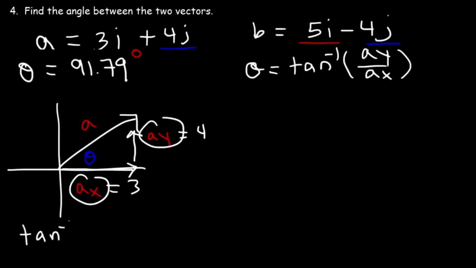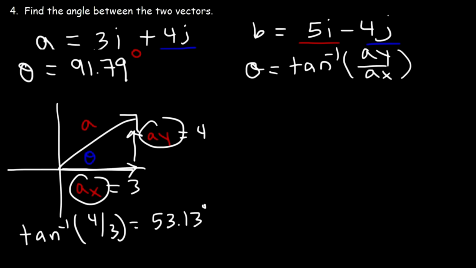So arctan of 4 divided by 3, that's equal to 53.13. Now let's do the same thing for the other vector. Vector B is in quadrant 4.